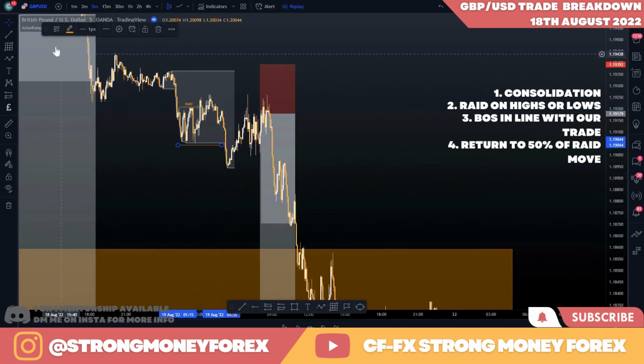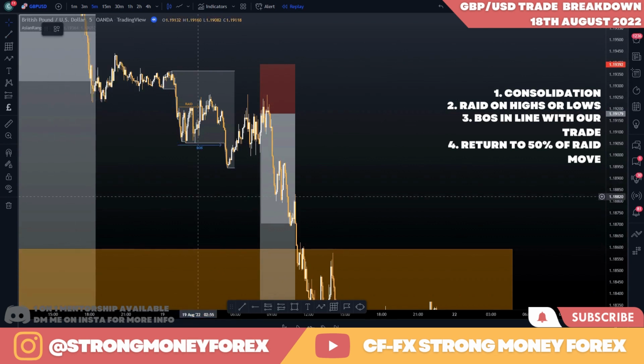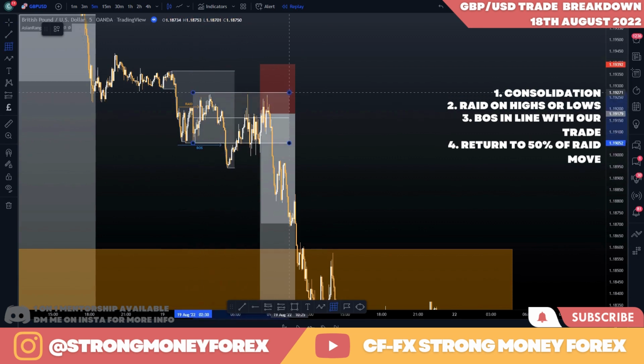We're then looking for an impulsive breaker structure. In these breaks of structure, you have imbalances left behind, imbalanced candles. We want these really big, long, impulsive candles. We then frame the last up move before the down move. And as you can see, I was pretty safe here taking the 50%.